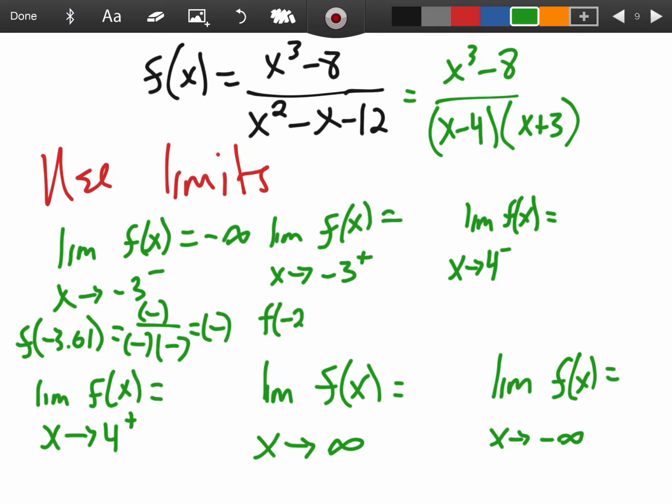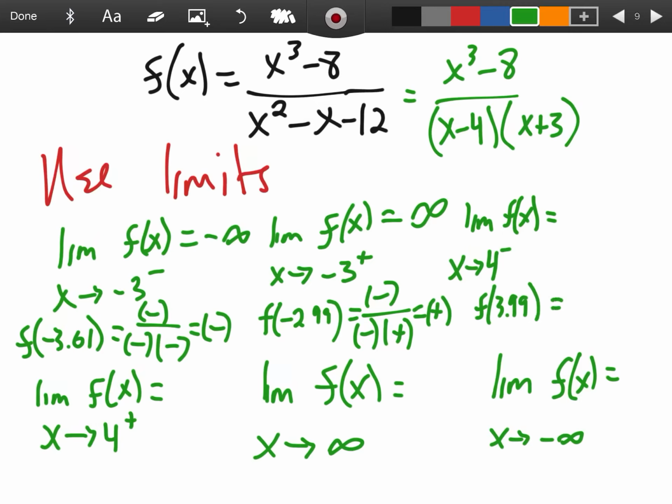Negative 3 from the right now. So I'll go negative 2.99. Again, a negative cubed is negative, minus 8 is negative, minus 4 would give me a negative, plus 3 gives me a positive. I have 2 negatives, which overall is a positive, so this is going to positive infinity. 4 from the left, I'll go f of 3.99. That would give me a positive, right? 3.99 cubed is about 4 cubed, which is 64, so 64 minus 8 is going to be positive. Negative and positive. I have 1 negative, which makes the whole thing negative, so that's negative infinity.